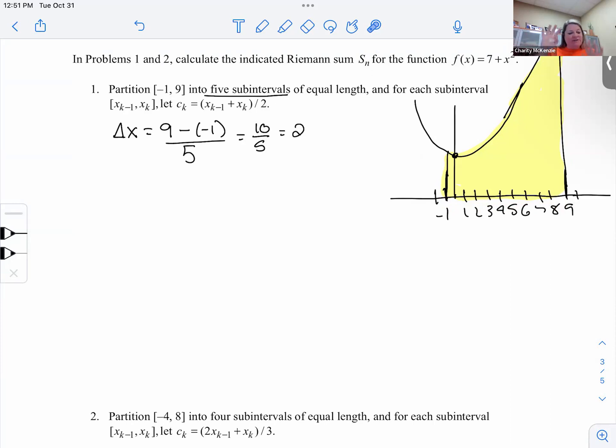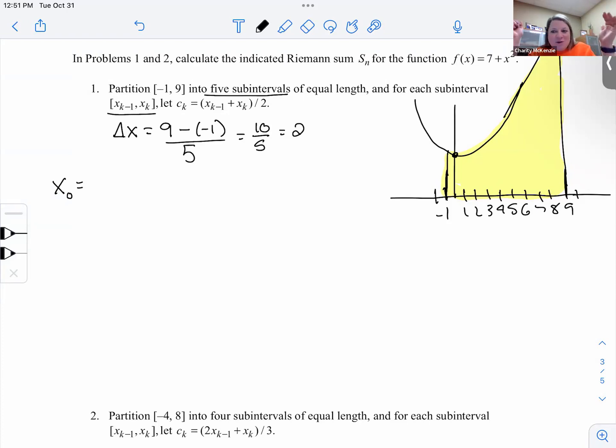So change in x: subtract highest from lowest, and divide by the number of subintervals. That's the first thing we want to do. And then it talks about this here: what are our subintervals? We call the first one x sub 0. It seems weird, but you need 6 numbers to break something into 5 pieces, because you need the end numbers, and you have an extra end. So we call it x sub 0 where we start. Where we start is -1.